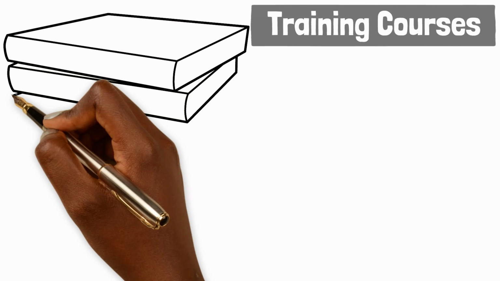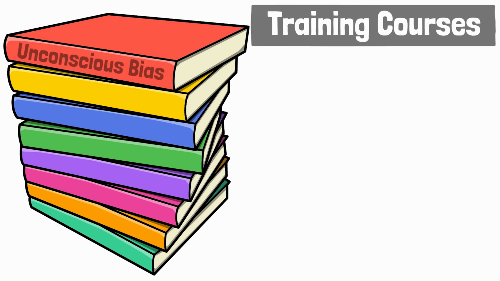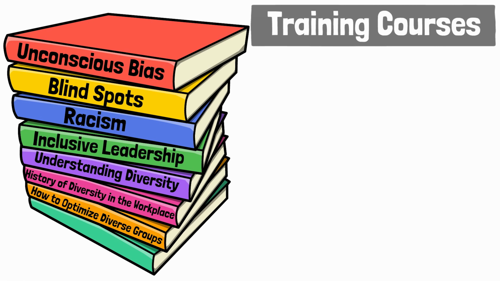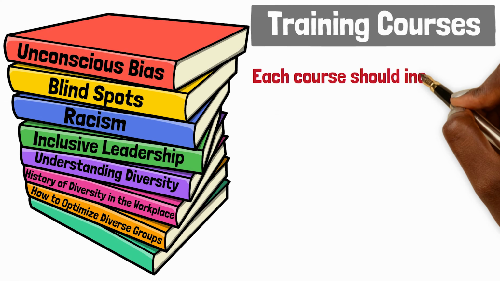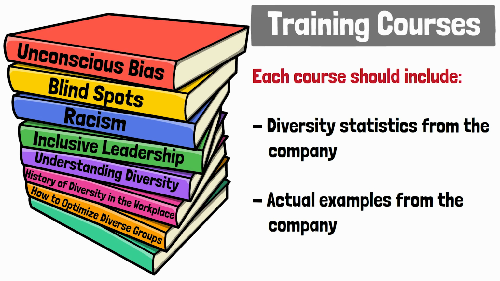The diversity training program should consist of a variety of courses. Unconscious bias should be the first course taught to ensure the workforce is aware that this even exists. After completion of that course, everyone should be required to complete a list of courses focused on blind spots, racism, inclusive leadership, understanding diversity, the history of diversity in the workplace, how to optimize diversity in groups and teams, etc., etc., etc. Each course should be tailored to include diversity stats from the company and real-world examples from the company.